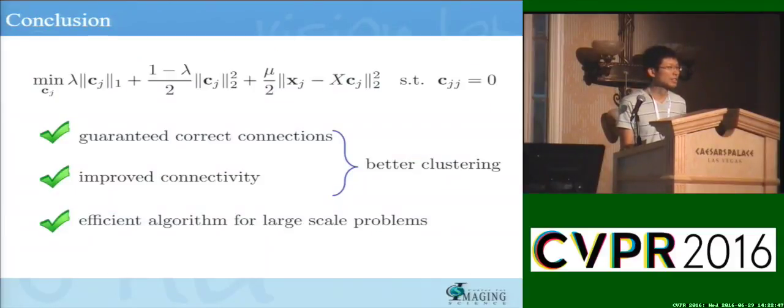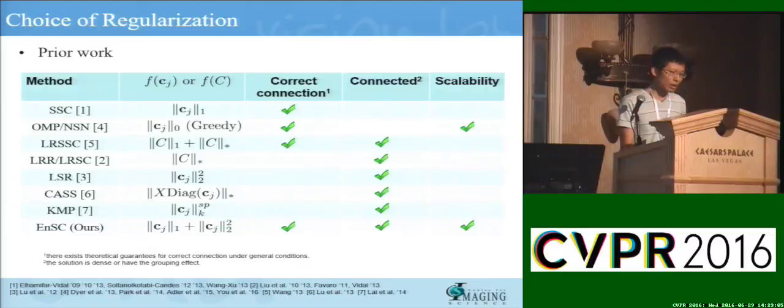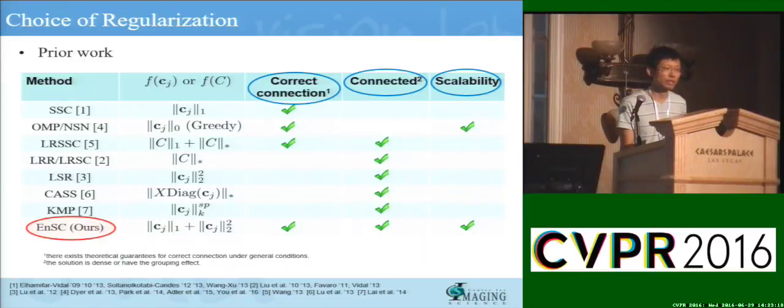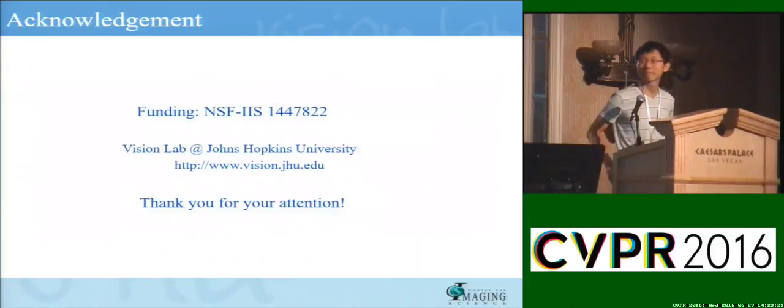So in conclusion, in this work, we studied the elastic net subspace clustering problem. We established that the method has the advantage of giving correct connections and enhanced connectivity, the combination of which gives us better clustering performance. And we also showed that the method can be efficient by using our fast algorithm. I'm also using this slide to summarize some other methods that we know of that perform subspace clustering and their properties on these three aspects. And as we can see, our method, ENIC, is the only one that does well in all these three aspects. And that's all. Thank you.